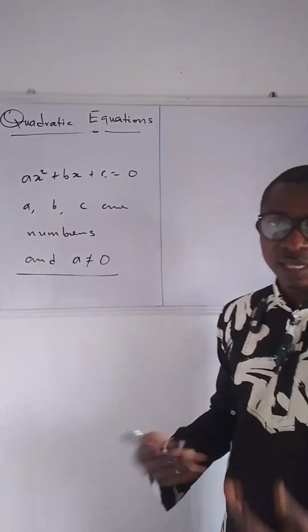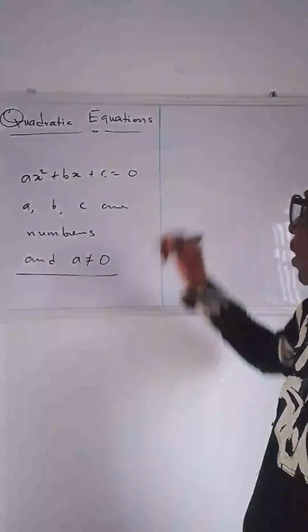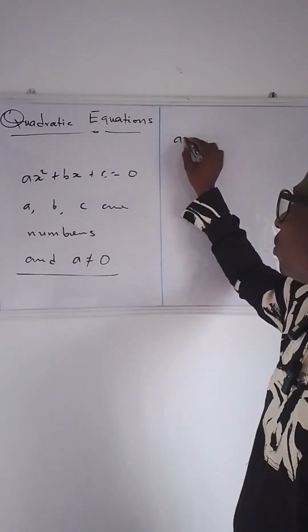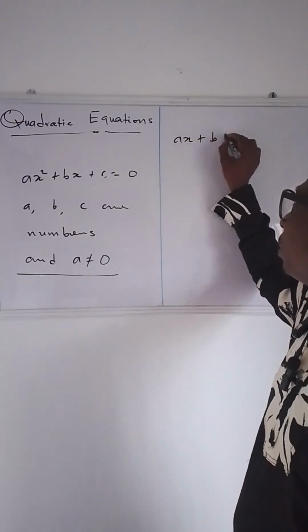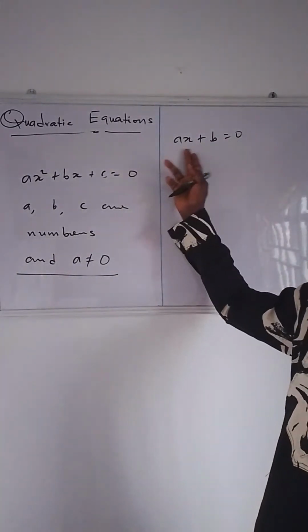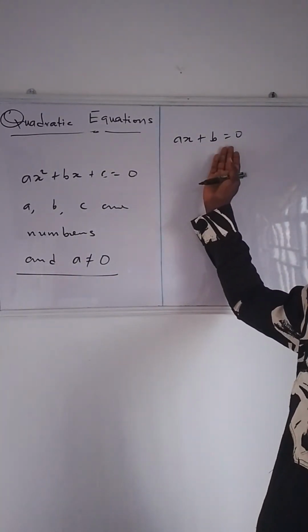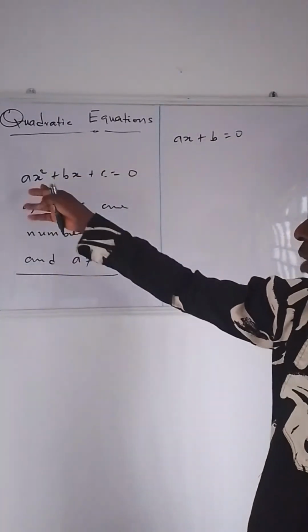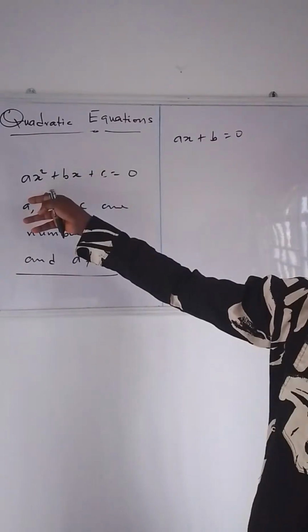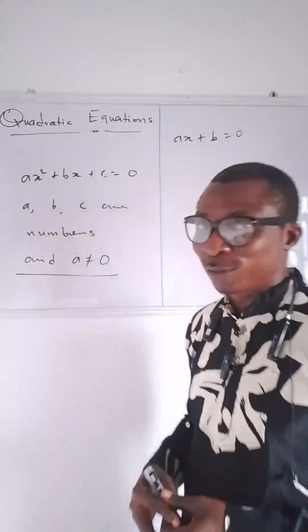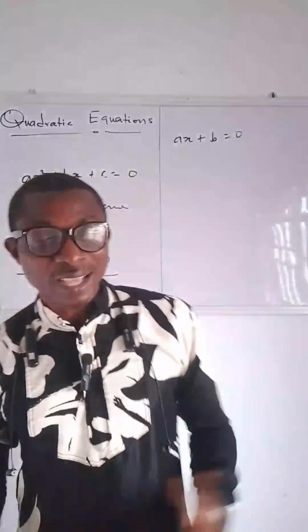We have other types of equation. We have another one which we call a linear equation. That is of this form, ax plus b equals 0. Now the power of the unknown here is 1, so we call this a linear equation. This is a quadratic equation because the power of the unknown here is what? It is 2. All right.